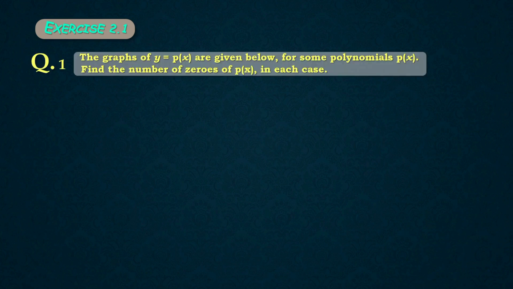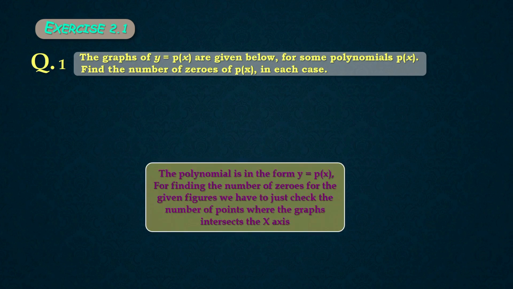Exercise 2.1, Question 1. The graphs of y equals p of x are given below for some polynomials p of x. We need to find the number of zeros of p of x in each case. First, let us understand an important idea. The given equation is in the form y equals p of x. To find the number of zeros of a polynomial from its graph, we simply count how many times the graph intersects the x-axis. Every point where the graph cuts or touches the x-axis represents one zero of the polynomial.